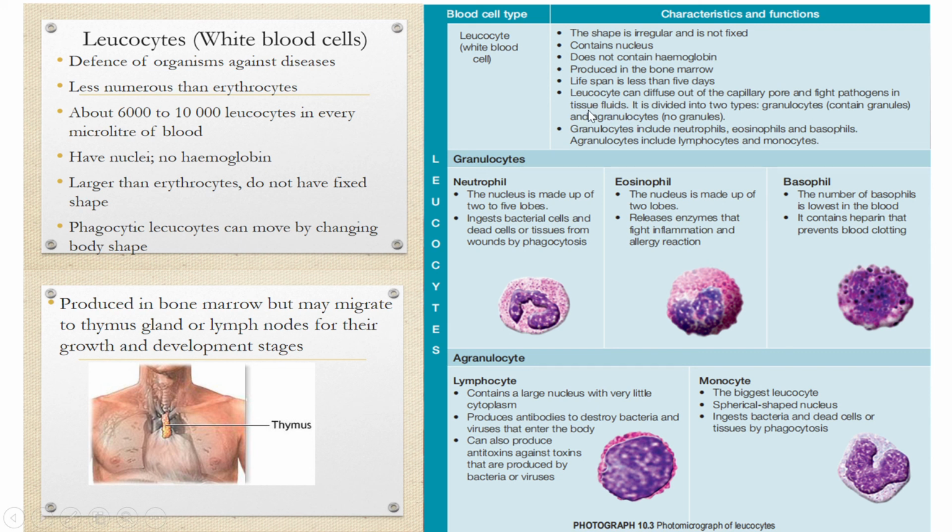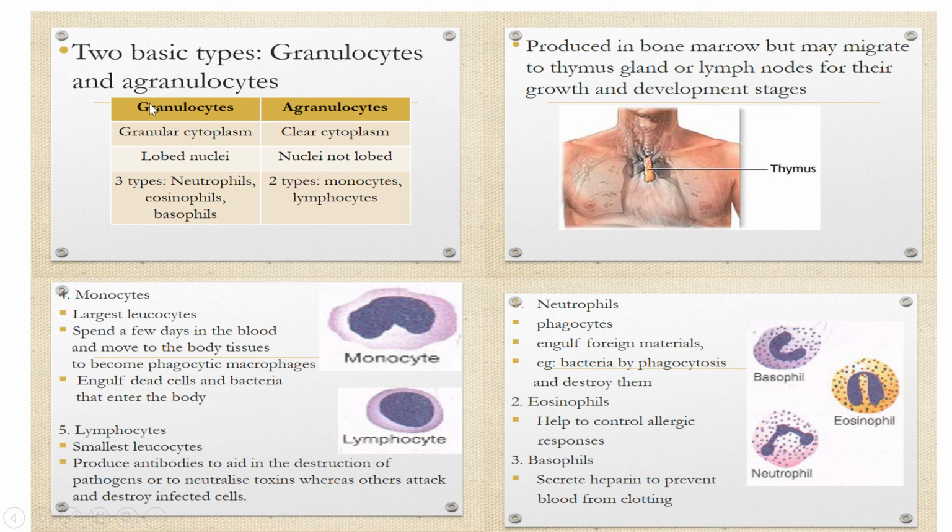Okay, remember these tissue fluids. Later on in the chapter, we will be talking about what tissue fluids actually are. Now, these white blood cells are divided into 2 types. These 2 types are the granulocytes and the agranulocytes.